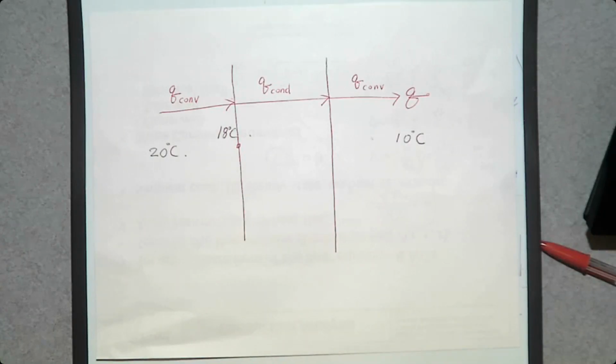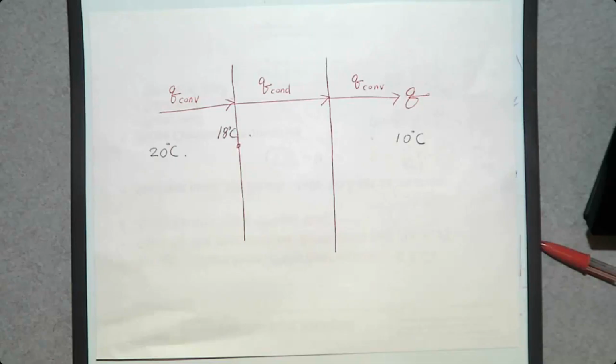What about the temperature on this outer surface? Should be less than 18. What if the temperature is greater than 18, like 19? Then there is no heat transfer in this way. The heat transfer direction should be this way, which is against our assumption. So the temperature on the outer surface should be less than 18.